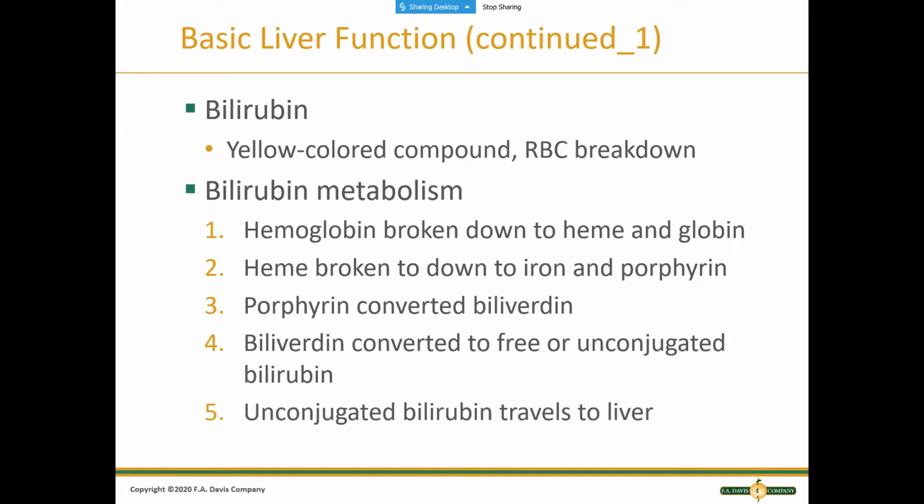Bilirubin is that yellow colored compound, which is a result of red blood cells breaking down. So when somebody's liver is completely shut down, they tend to be very yellow. We call that jaundice. And the first place that we tend to notice it is in the whites of the eyes. They start to turn a little bit yellow. If you've got some jaundice, that means your liver enzymes have skyrocketed.